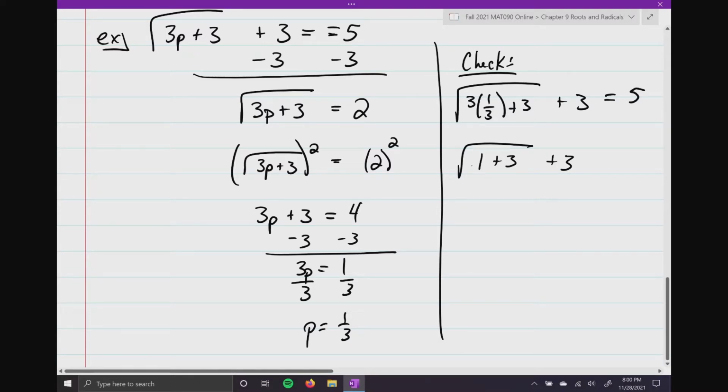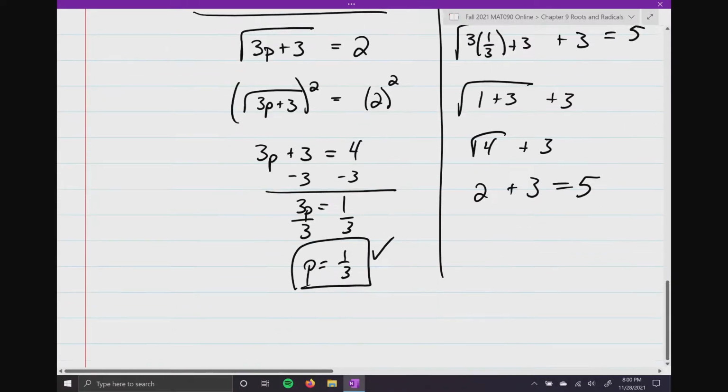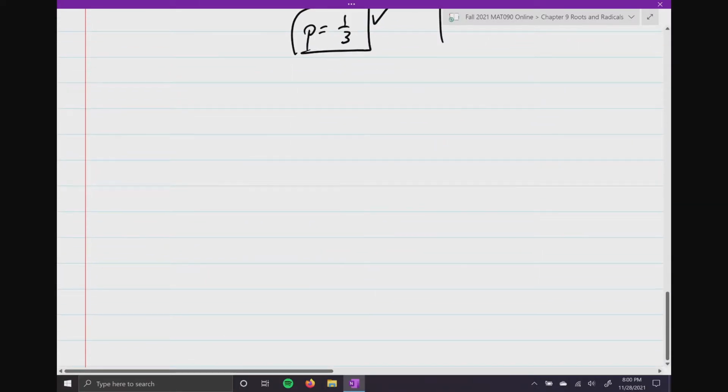Now, this 1 plus 3 is the square root of 4, plus 3. The square root of 4 is 2. And 2 plus 3 definitely equals 5. So I know this is a good answer. So I circle it and move on to the next. All right, so here's another example.